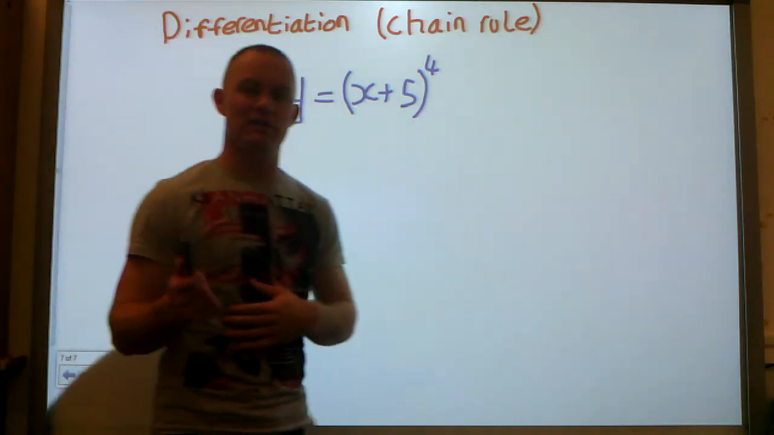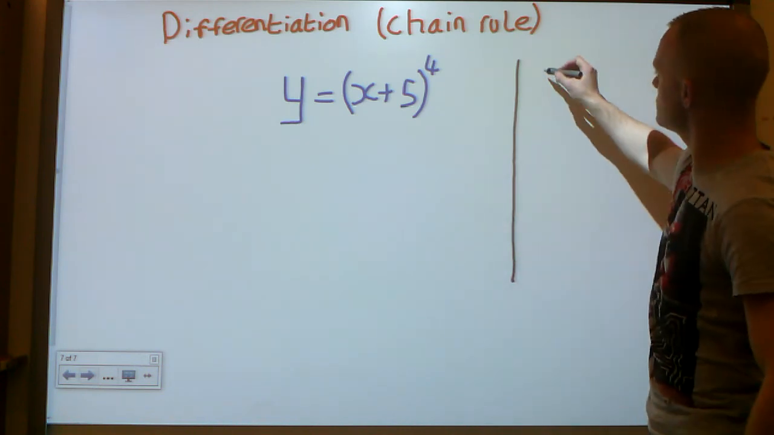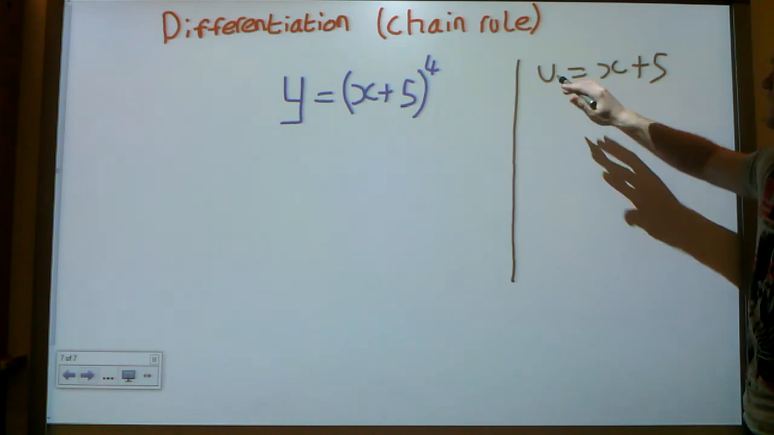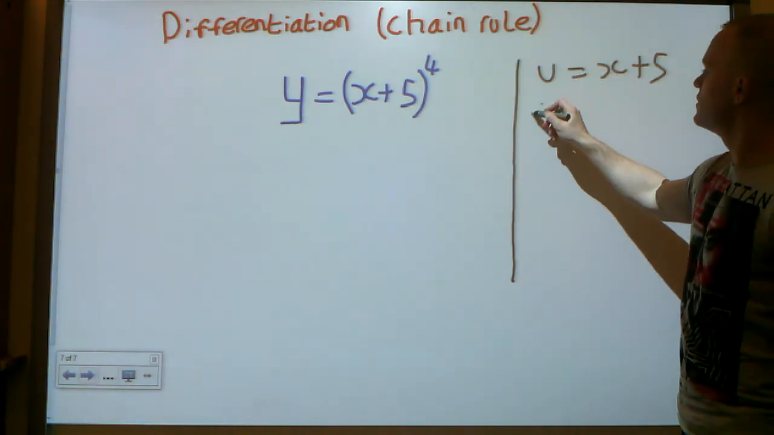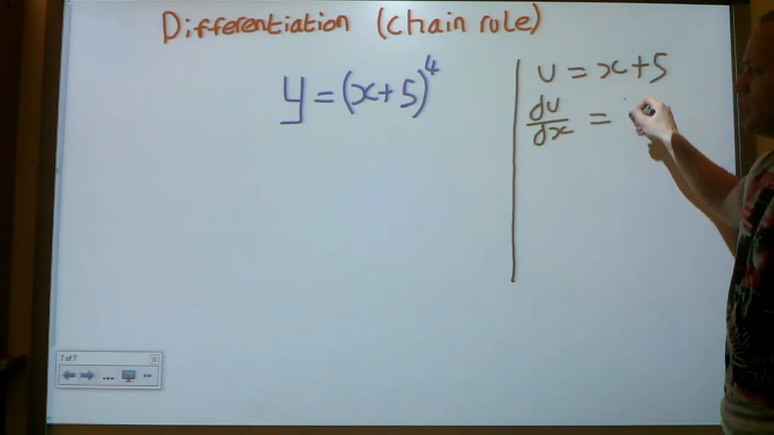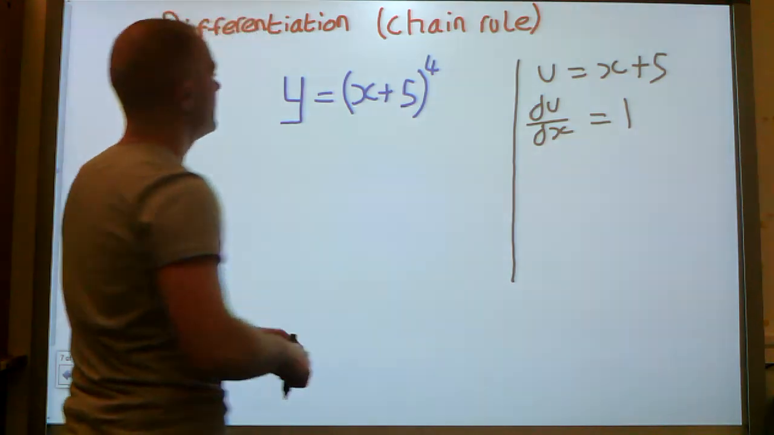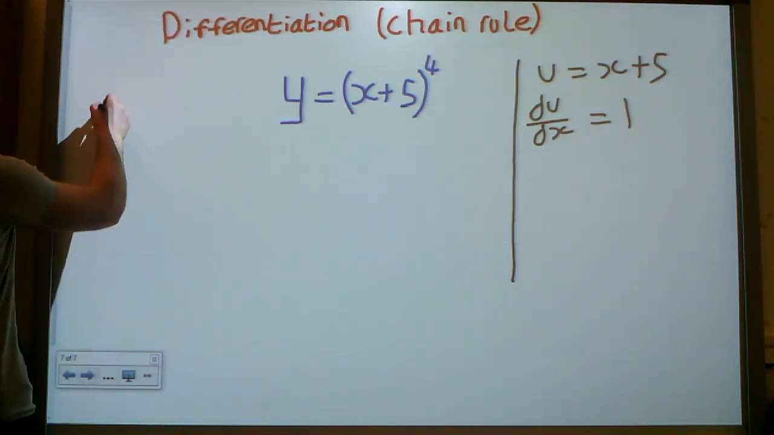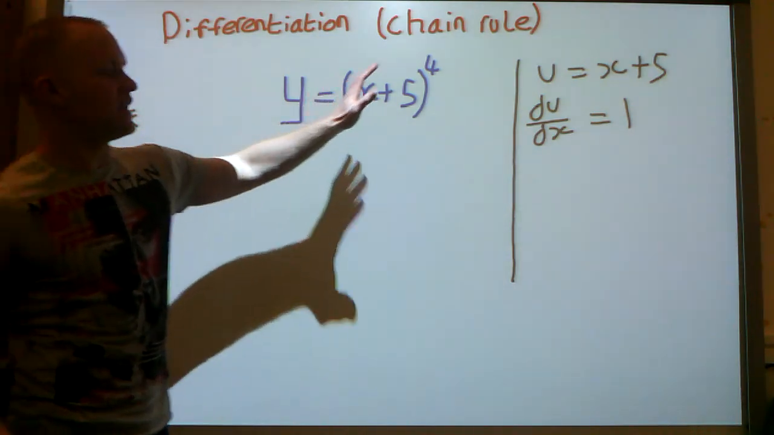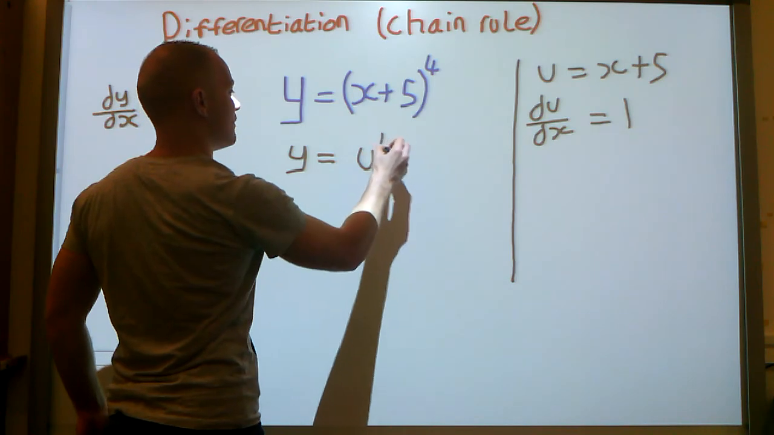So the first step is we're going to have to use a substitution here. I am going to let u equal x plus 5. Right? And then differentiate u with respect to x. So du dx is equal to 1. Very straightforward because we know the derivative of a constant is 0, okay? So now we want dy dx. Just remember that, we want dy dx. But we change x plus 5 to u. So y is equal to u to the power of 4.